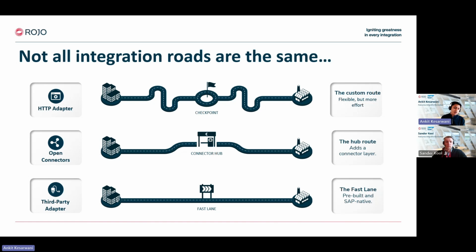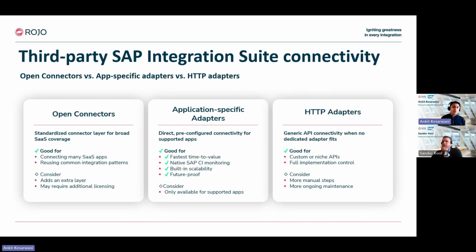So this is how we can relate to the different options available within cloud integration when it comes to connectivity and which option is best for us. And this is a summary of it. As highlighted, with the application specific adapters, we definitely are reducing the latency. It is native to SAP CI, so you don't have to go anywhere else to do the configuration, do the development, maintain it for that matter.